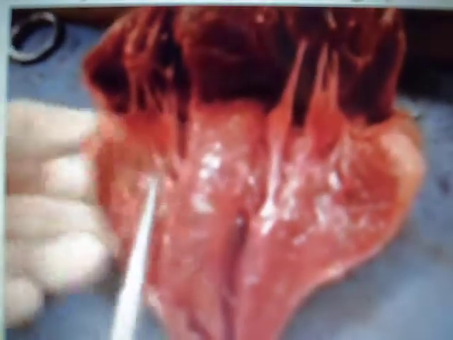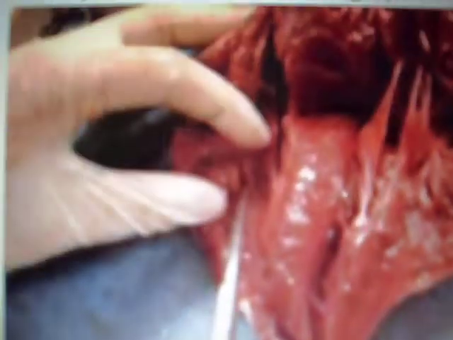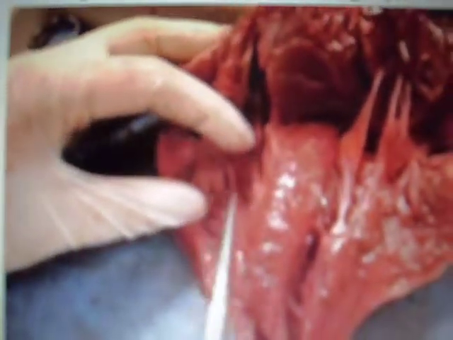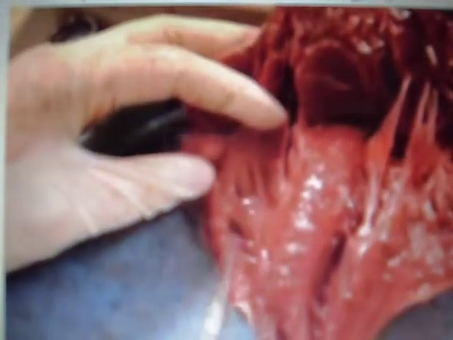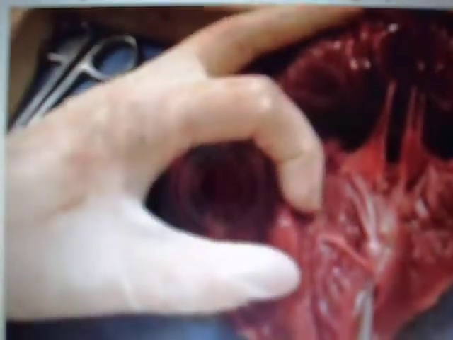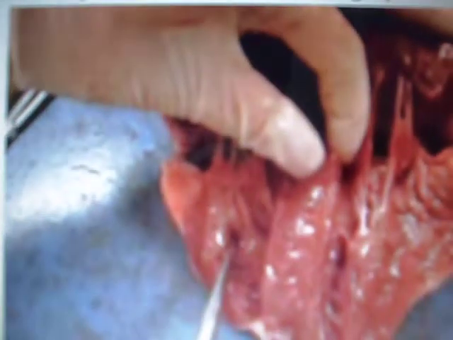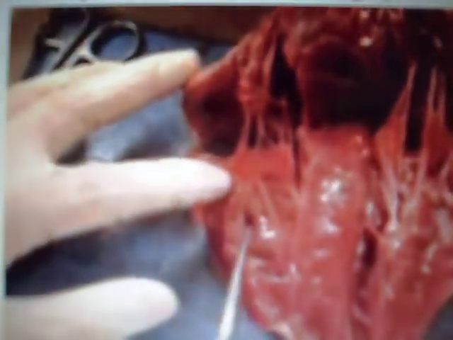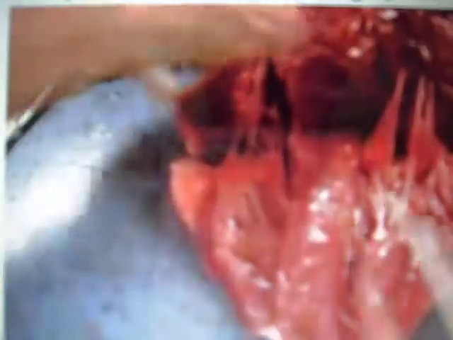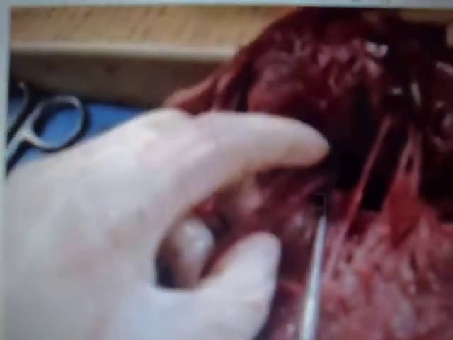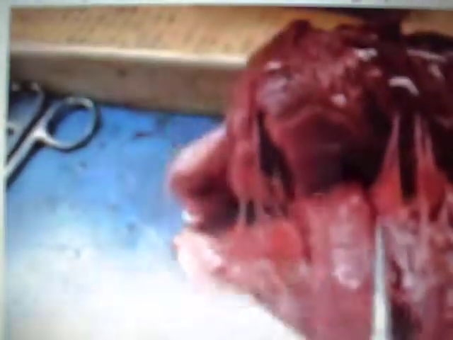The openings in here are the trabeculae carneae on both ventricles. Okay? Trabeculae carneae. Okay? This is the aortic semilunar valve. Aortic semilunar. This is the pulmonary.